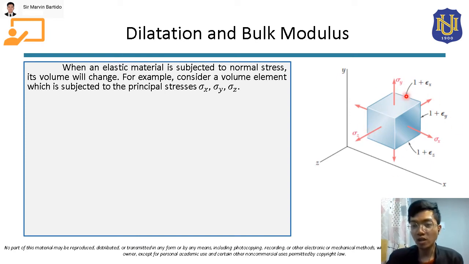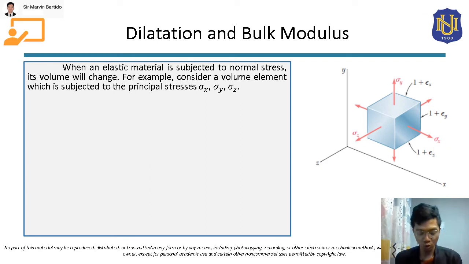So this side is in the x direction. It will be deformed because of the applied normal forces. The original length, which is 1, will have a strain added to it, so this will become 1 plus epsilon x. Same with this side, originally 1, but because of the stress there will be a strain, so this will become 1 plus epsilon y. Same with this side, so this will become 1 plus epsilon z.